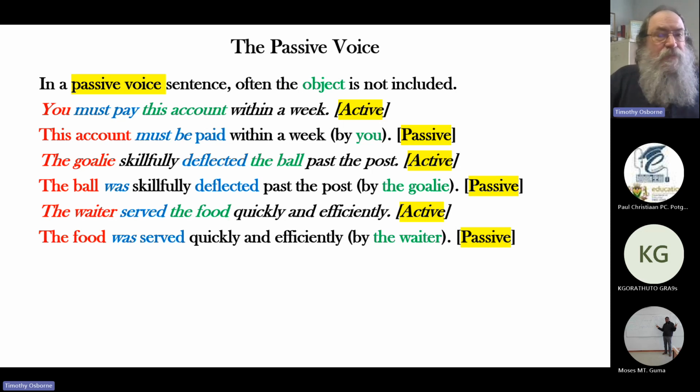And a final one. The waiter served the food quickly and efficiently. Okay, that's your active voice. And we put it into the passive. The food was served quickly and efficiently. That's it. You will understand it was served by the waiter because that's what waiters do, and that's who the food is always served by. It's by whom the food is always served. Sorry. There we are. Okay.